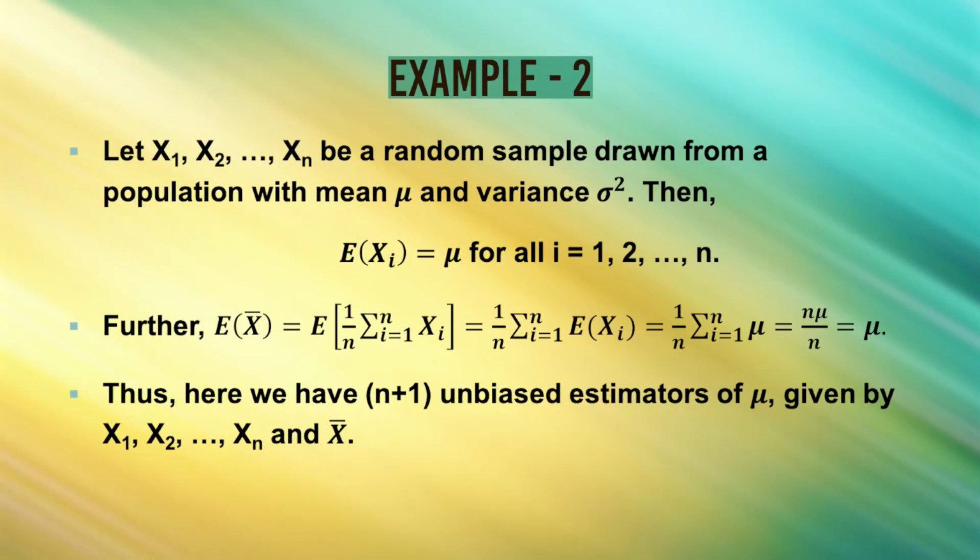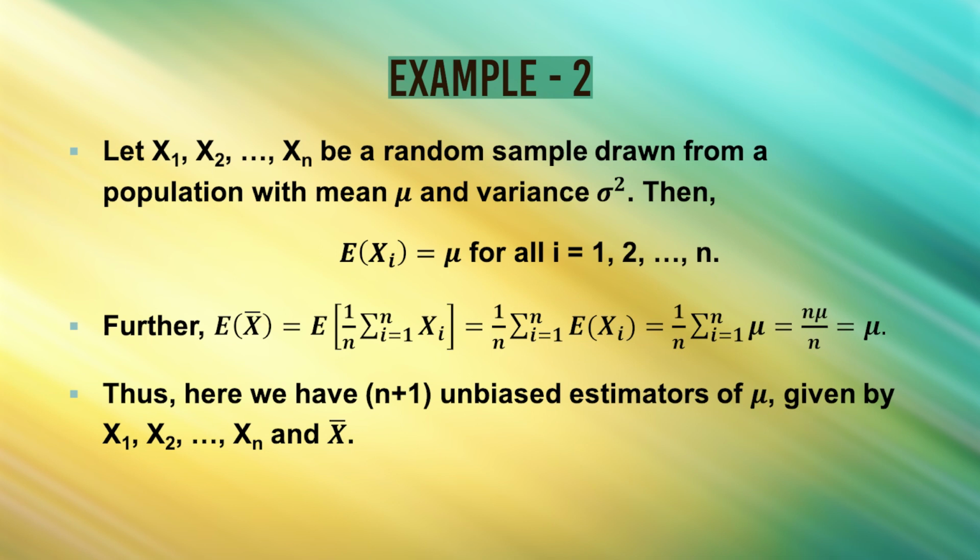We complicate things a bit with the second example. Suppose x1, x2, ..., xn is a random sample drawn from a population with some mean mu and some variance sigma square. Then obviously the expectation of xi will be equal to mu for all i running from 1 to n. Also, as you can see on your slide, if I work out the expectation of x bar, that will also come out to be equal to mu. Now, if my objective is to estimate mu, then how many unbiased estimators do I get?